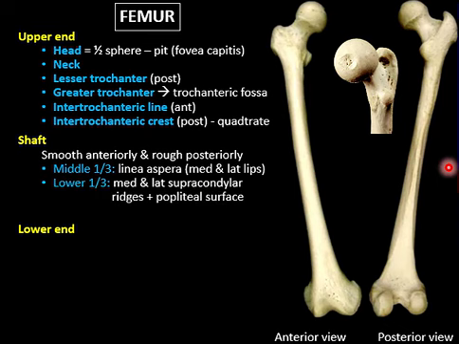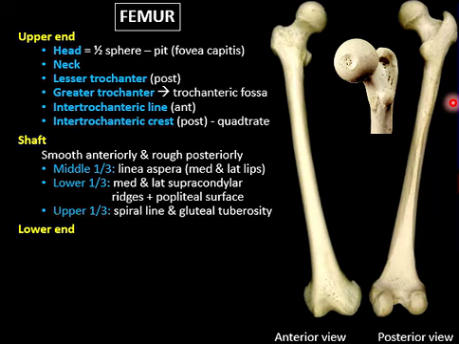In the lower third, the two lips separate, forming the medial supracondylar line and the lateral supracondylar line. This is the medial and this is the lateral. Also in the upper third, the two lips of linea aspera separate. Medially, it forms the spiral line that reaches the lesser trochanter, and laterally it forms a rough, wide line that is called the gluteal tuberosity, that has a medial lip and a lateral lip and reaches the greater trochanter.